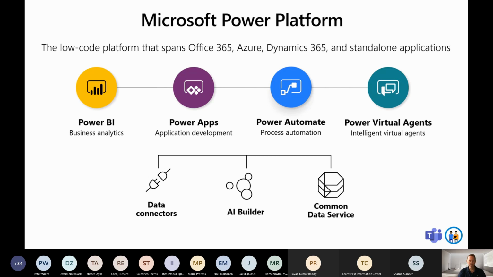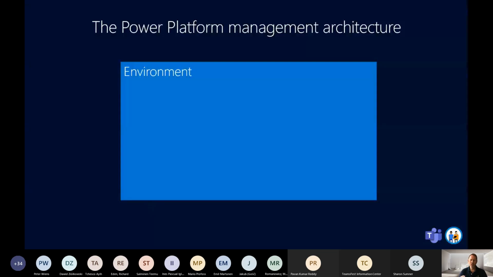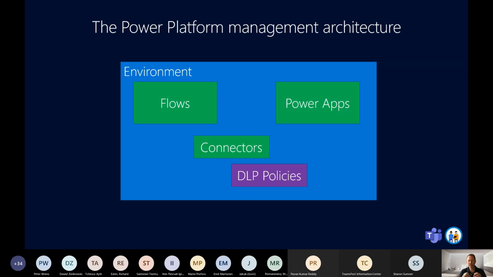So how can you organize your applications, your flows, or your agents? Typically in the Power Platform, this is backed up by Dynamics. We have an environment, and an environment holds all the data in its database: flows, Power Apps, connectors, which we saw before, and also policies like data loss prevention policies. Everything you do is always contained in such an environment. So how does this look in real life?